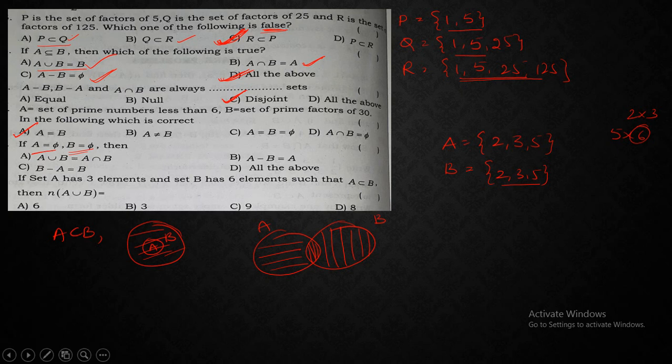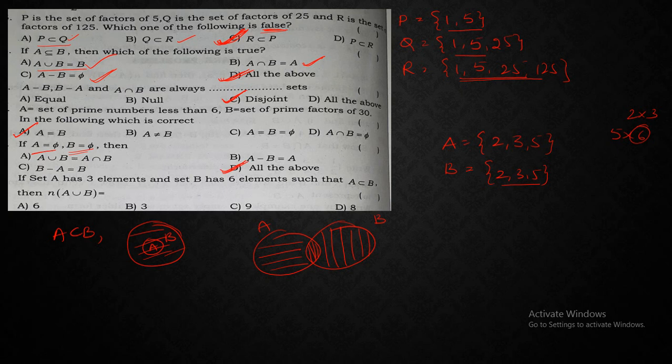Next, A minus B is equal to A, because if from an empty set you remove an empty set, again you are going to get an empty set. Next, B minus A is equal to B, because all the sets are empty sets. So directly, all of the above is the answer.